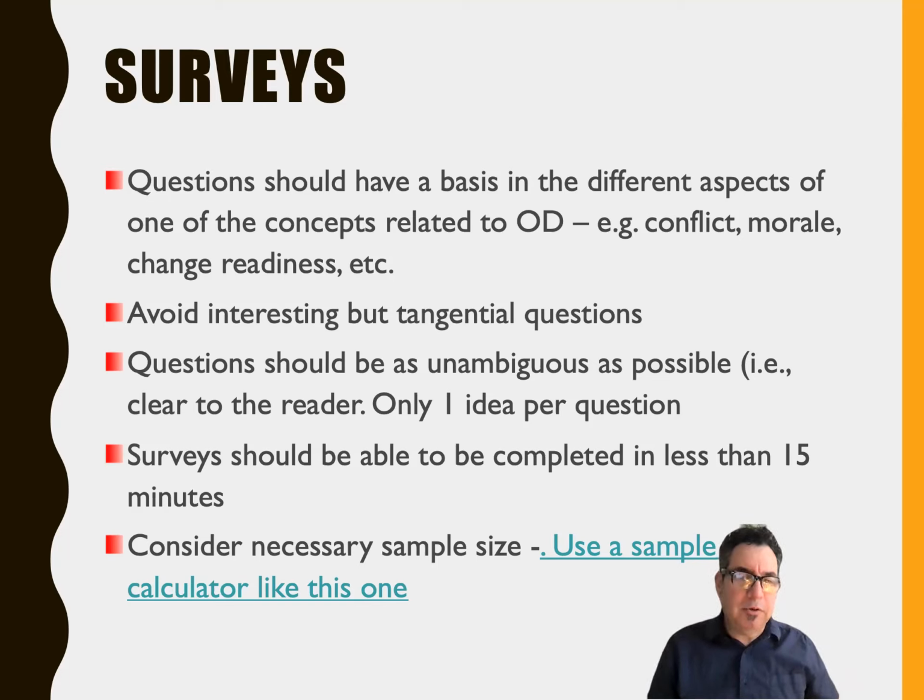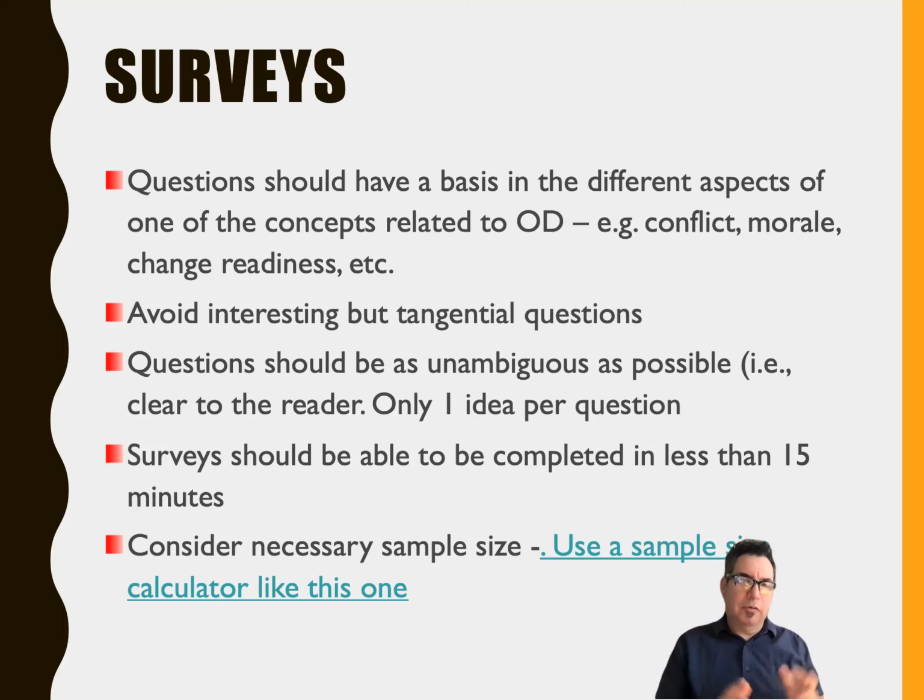The survey should be able to be completed in less than 15 minutes. I would probably even shoot for like 8 minutes or 5 minutes because again, people are busy, and if you give them, you know, 100 questions, they'll never fill it out, and you'll have incomplete surveys, which you can't use. And then also consider using a sample size calculator, because one of the questions that students always ask me is, well, how many responses do I have to get? Well, use a sample size calculator and it'll tell you.